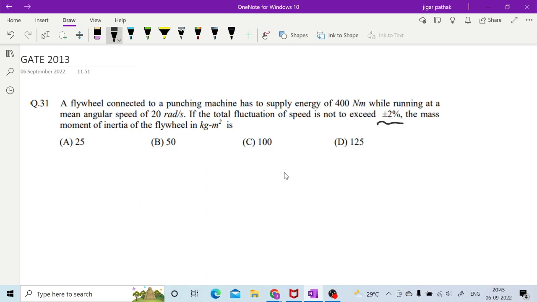Nothing. This K is 4% here actually because it is plus or minus 2%. So this energy is given, and you have the mean angular speed. So in E is equal to I omega square K, everything is given and you have to calculate I. So it is easy. Can you try? 25. So all of you are getting the same?